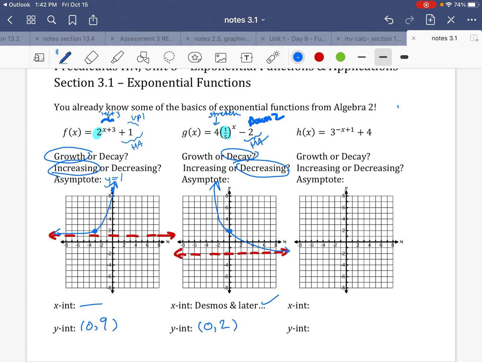All right, over here. This right here seems to be a growth problem, because look at that 3 right there. So it seems to be a growth, but it's actually a decay in disguise. So let's see why that is true. Look at this exponent, negative x plus 1. So it's 3. When you have a negative x, that's a reflection, but it's a reflection over the y-axis.